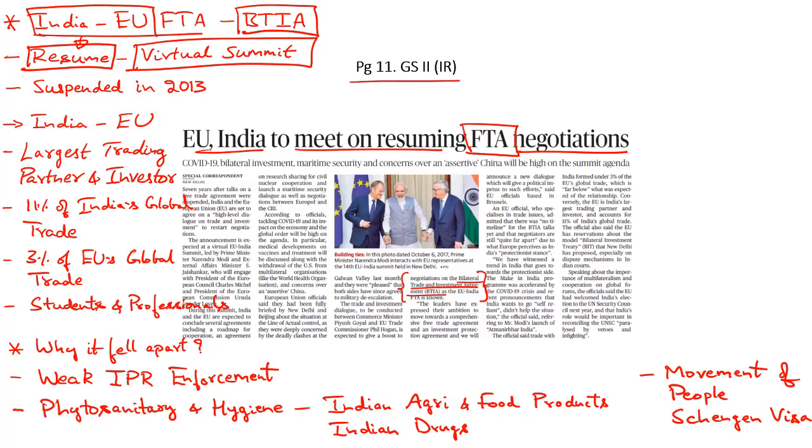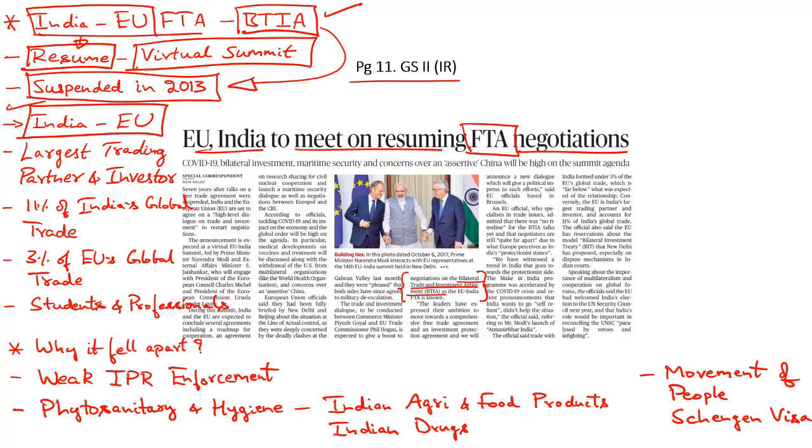See, these FTA negotiations were suspended way back in 2013, and it is very important to understand why the BTIA negotiations between India and the European Union fell apart. See, if you look at India's trading relationship with the European Union, you will find that the European Union happens to be India's largest trading partner and largest investor, that is, if you consider the European Union as one region.